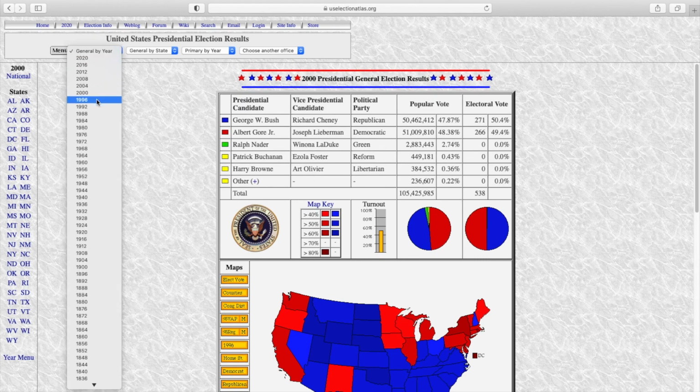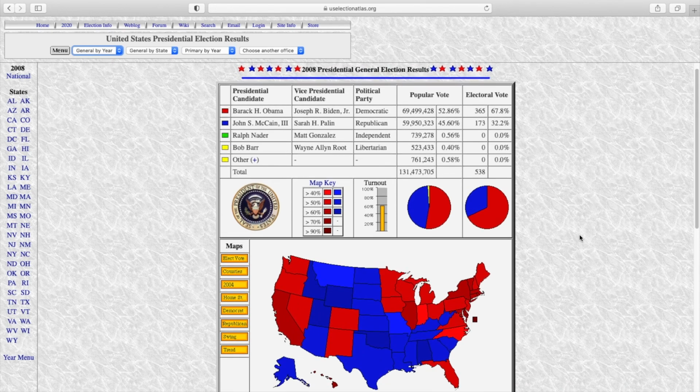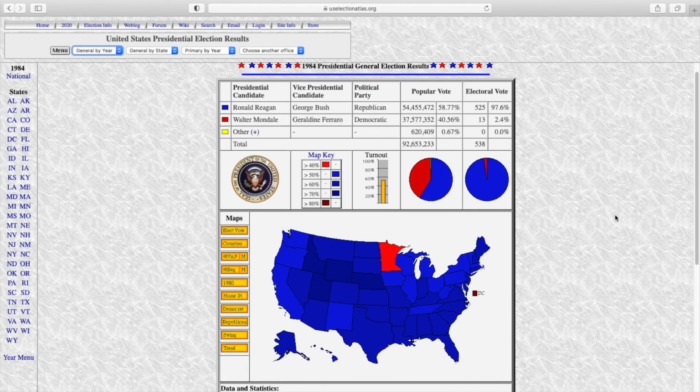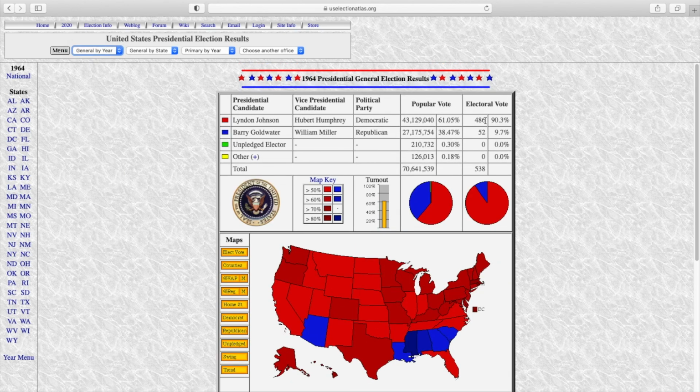There was the year 2008, which is the most decisive election in recent years, where Barack Obama beat John McCain by 7 percentage points, and he got 365 electoral votes, and John McCain only got 173. And then, of course, when I was in 8th grade, kind of a blowout, 1984, Ronald Reagan won all but one state in Washington, D.C. for a 525-13 Electoral College blowout. And then in 1964, it was the other way around. Lyndon Johnson beat Barry Goldwater, 486 electoral votes to 52.